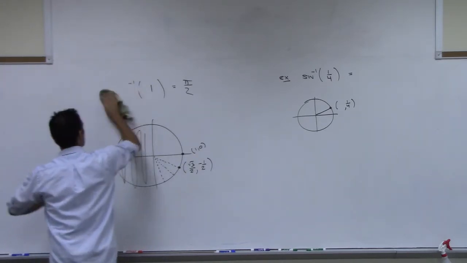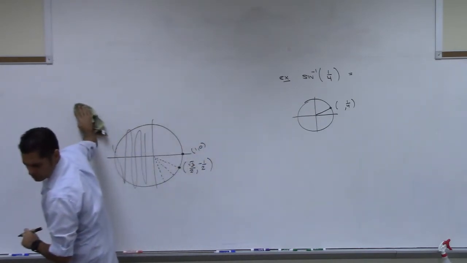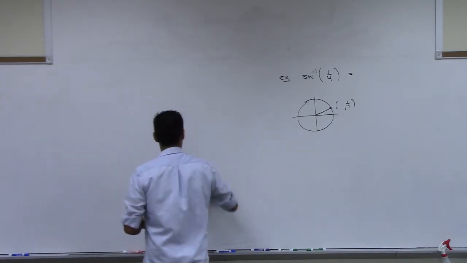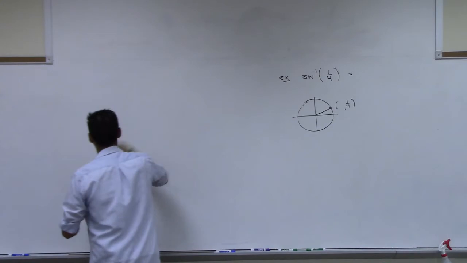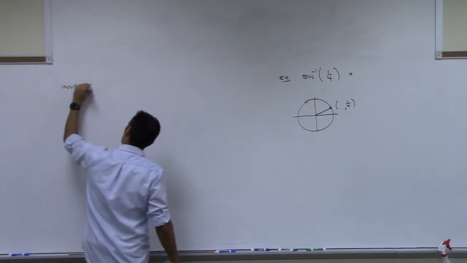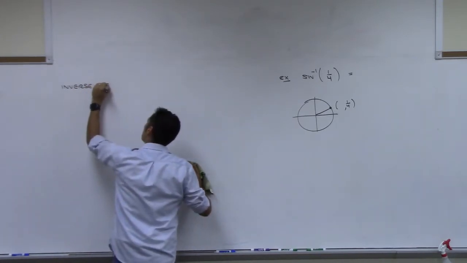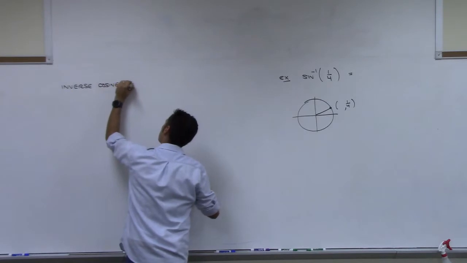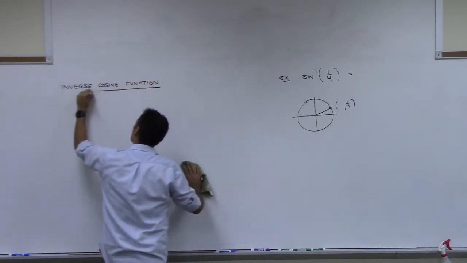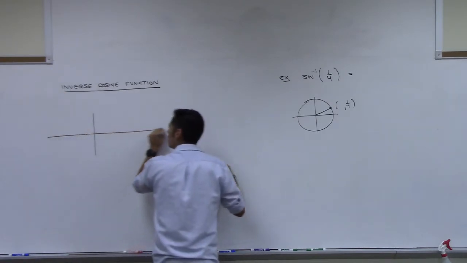So I think I can go a little bit faster through arc cosine. The inverse cosine function. Let's start with a quick graph of the cosine function.